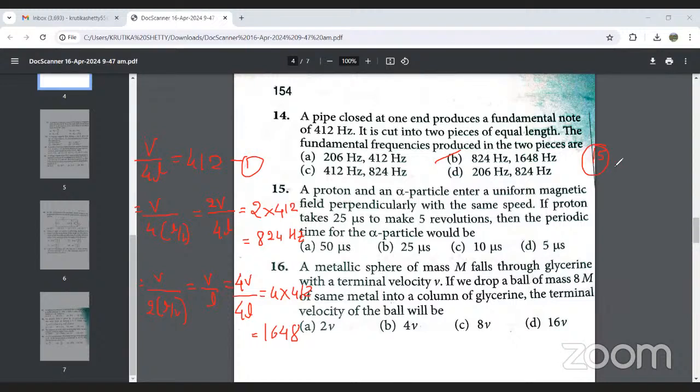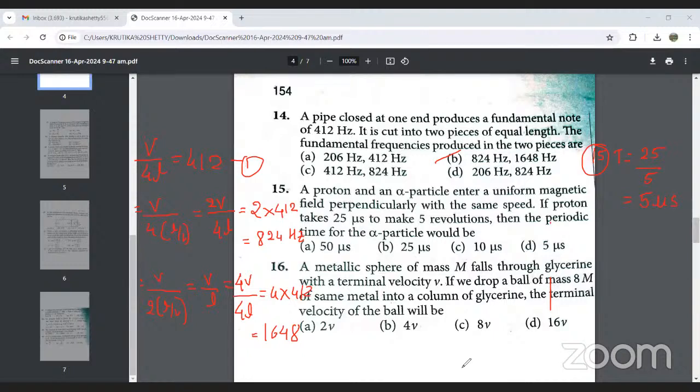The time taken by the proton to make 1 revolution is given by 25 upon 5, because the time is 25 microseconds, but in that it is completing 5 revolutions. So 25 by 5 is how much? It is 5 microseconds. Then next. So as we know that it is a circular motion.